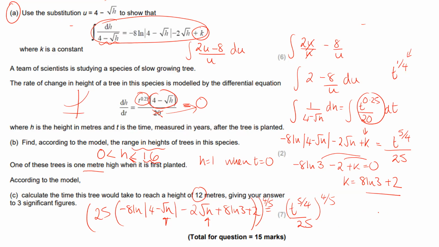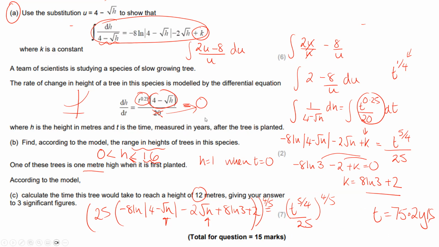So if we do all that, your t should come out to be 75.5 years. So it's going to take 75.5 years to get to a height of 12 meters. Okay. Yeah.